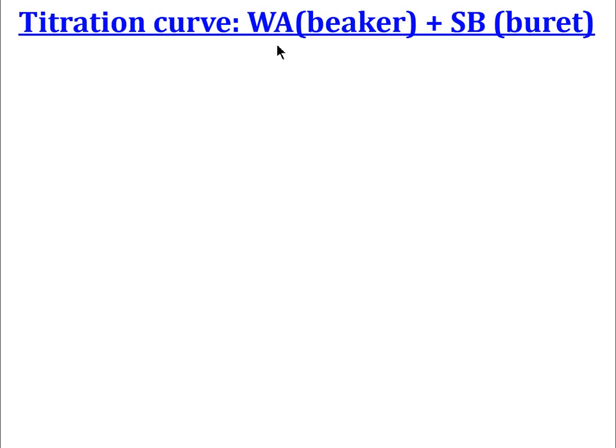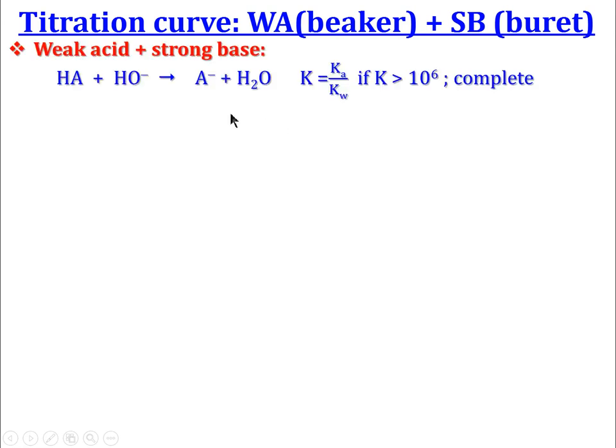Titration of a weak acid by a strong base. When a strong base is added to a weak acid HA, the following reaction takes place: HA plus OH- gives A- plus H2O. K of the reaction is equal to product divided by reactant, equal to [A-] divided by [HA] times [OH-], equal to Ka divided by Kw. If K of the reaction is greater than 10 to the power 6, this reaction is complete.